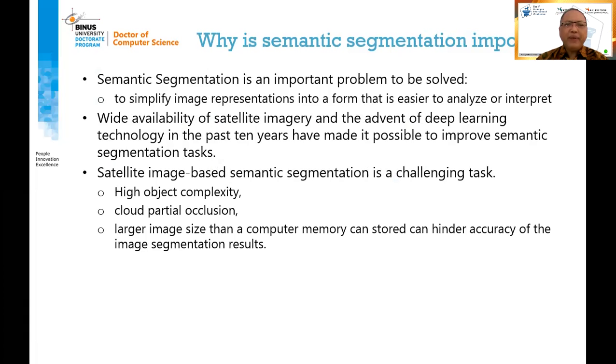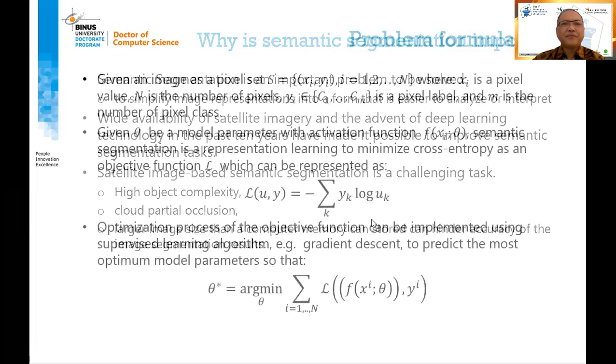Satellite image-based semantic segmentation, however, is a challenging task. Why? First of all, there is high object complexity, cloud, and partial occlusion. And often the object to be detected or segmented comprises a large image size, and the computer memory needed to store it can hinder the accuracy of the image segmentation result.